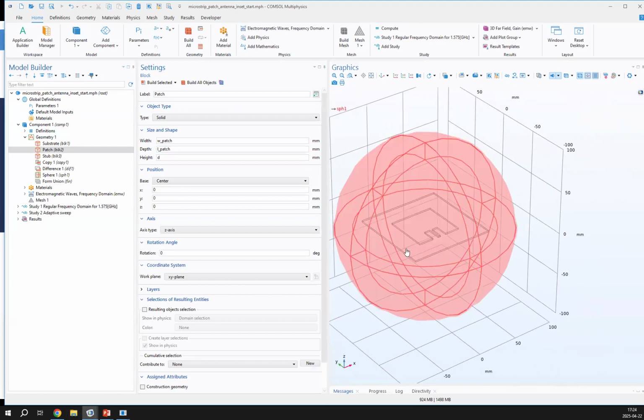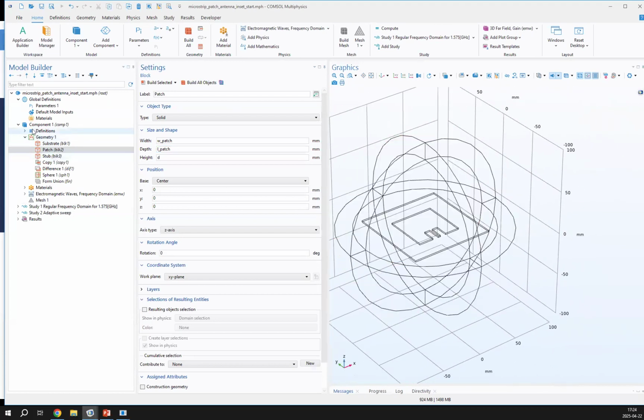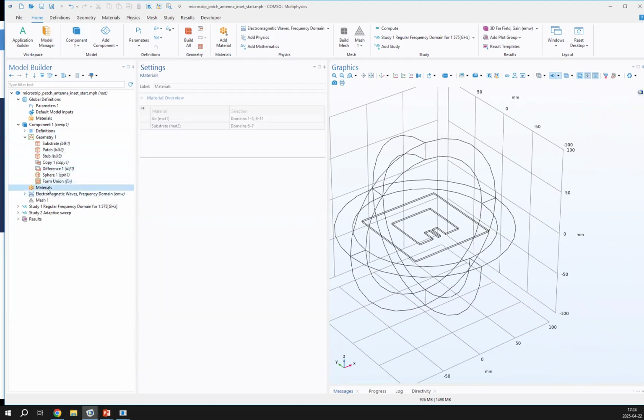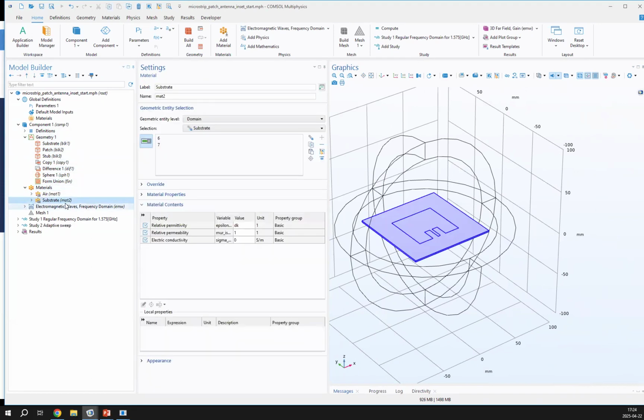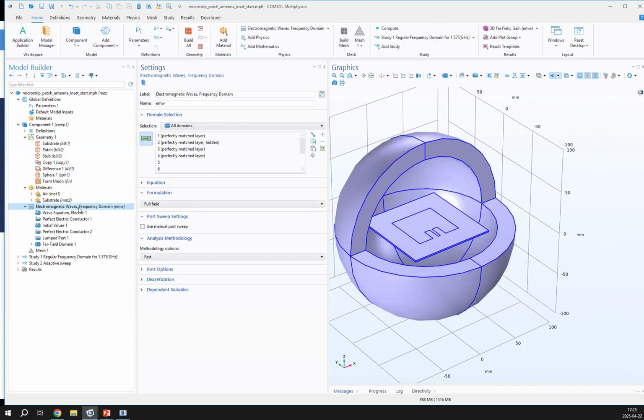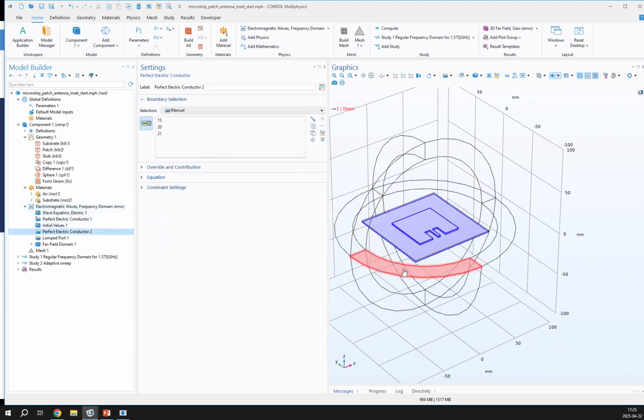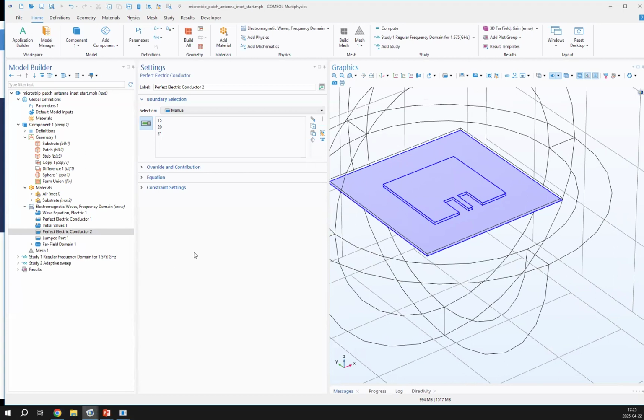Okay, here's the full model with the extra layer of perfectly matched layers. While assigning material properties, we specify our user-defined properties for the substrate with our third parameter, dk, that represents the relative permittivity of the substrate. Physics-wise, we use our standard and most popular Electromagnetic Waves, Frequency Domain interface. We specify all metallic parts as perfect electric conductors.